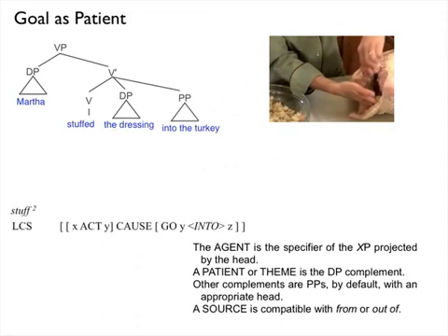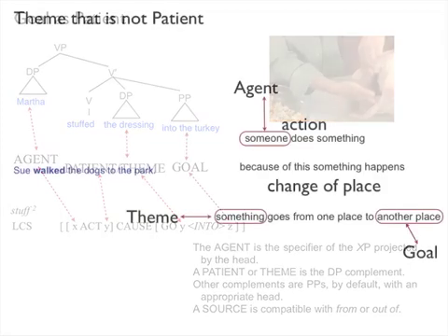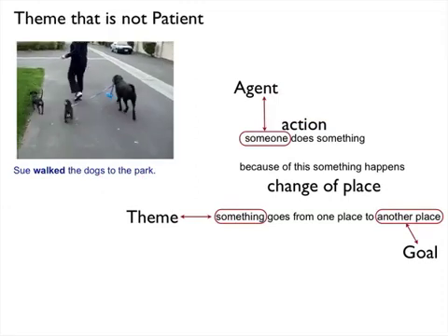So you have a lexical conceptual structure. Stuff has two versions. Stuff 2 would be like this. Patient and theme, those two roles are going to converge on one thing, right? And the agent is going to be in the DP slot. The goal is going to be in the PP slot, and so forth, right? So we get the same sort of scenario over and over again.